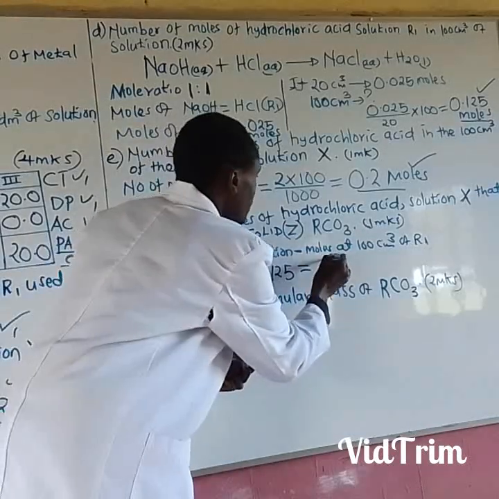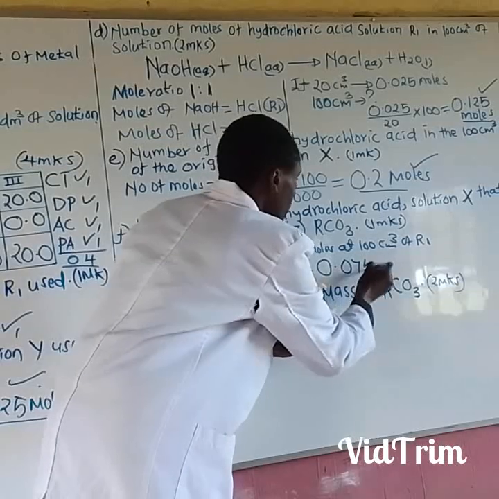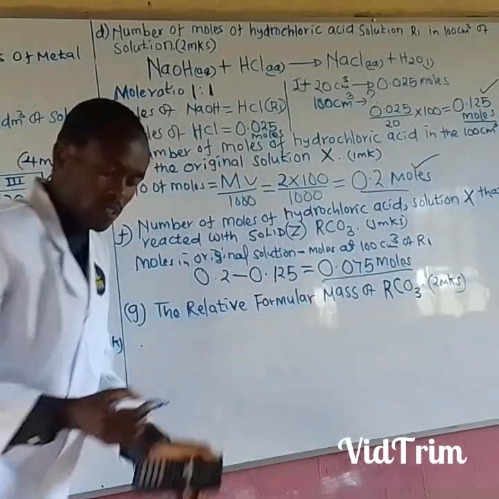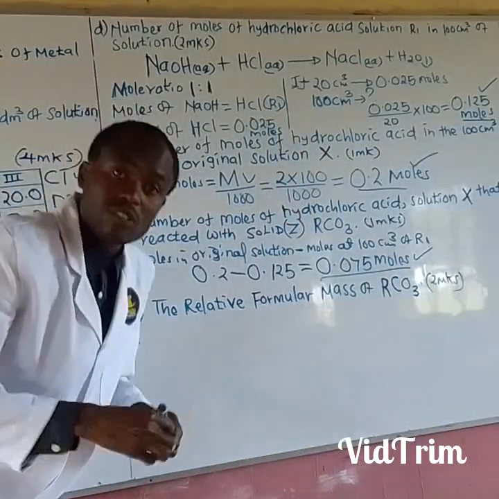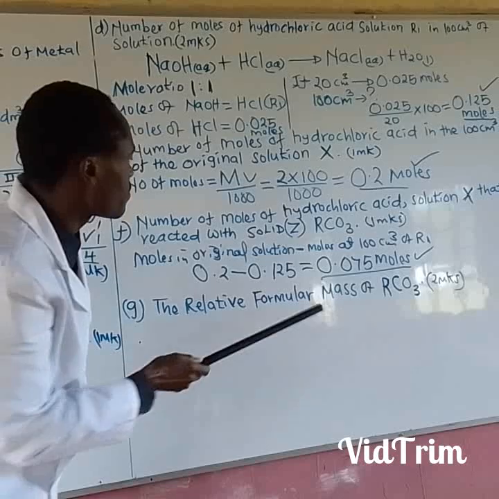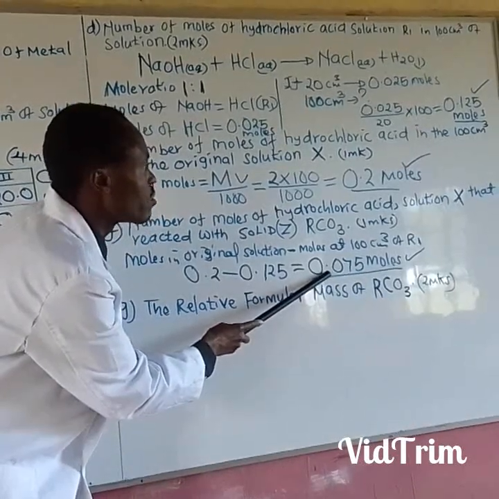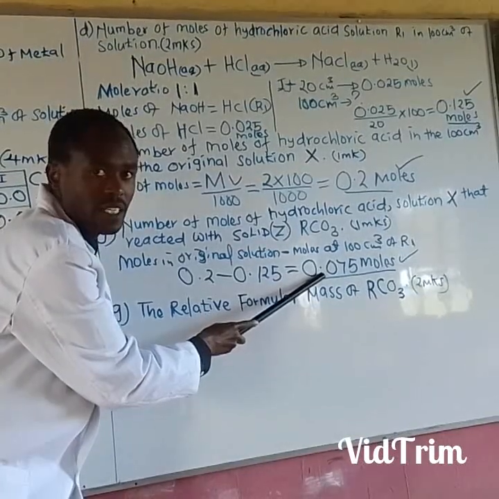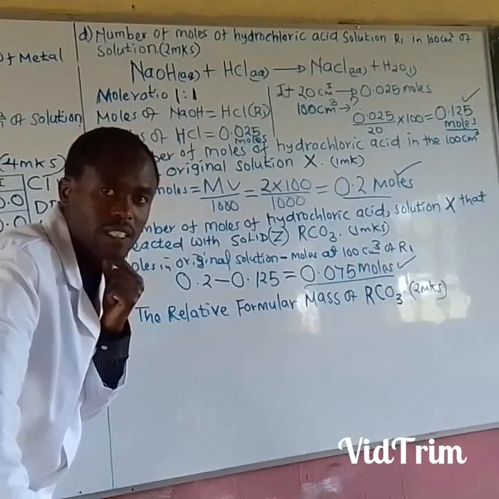0.125. This one gives us 0.075 moles. So I have to put there a tick. So my student, this means these are the moles of hydrochloric acid in solution X that reacted with the carbonate at the beginning of the experiment. Are you getting it? Good.